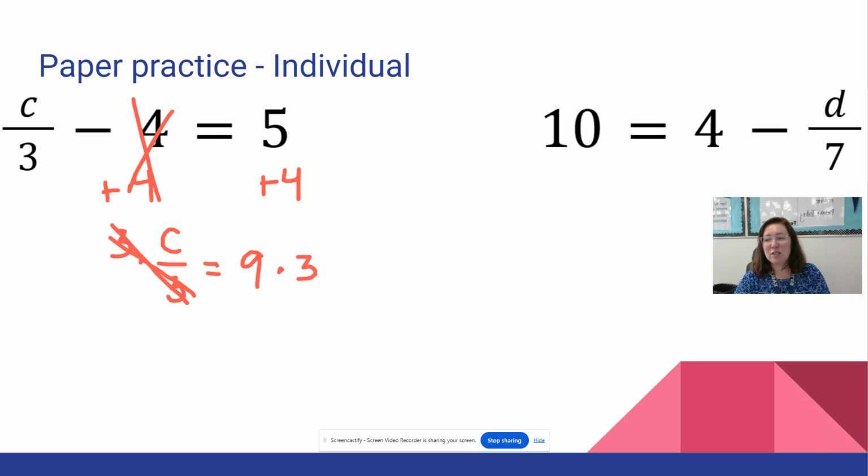3 divided by 3 is 1. C times 1 is just c. And then 9 times 3 is 27.